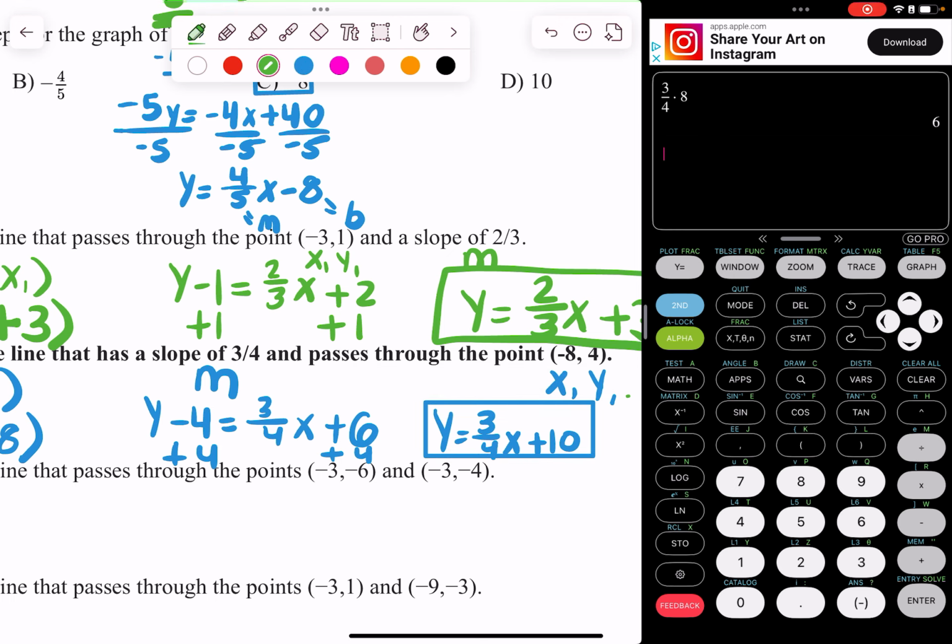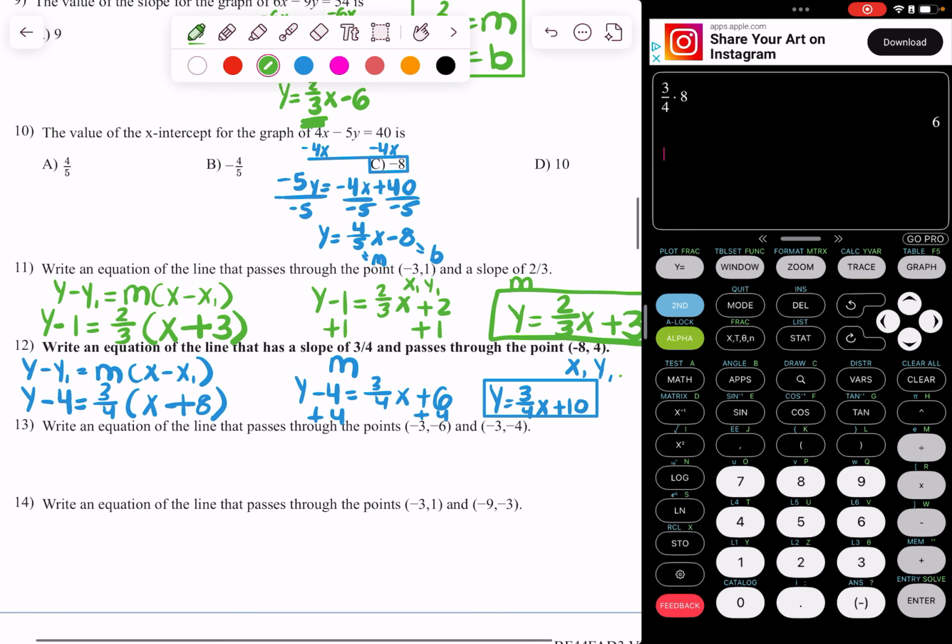Nice job. Sometimes you will be asked to also find an equation when you are not directly told the slope. So you are going to have to start by finding the slope like we have to do in number 13. This is our first x and our first y, our second x and our second y. The formula is y2, which here is negative 4, minus y1, which is negative 6. Minus negative becomes a plus. Then x2, which is negative 3, minus x1, which is also negative 3. Minus negative becomes a plus.